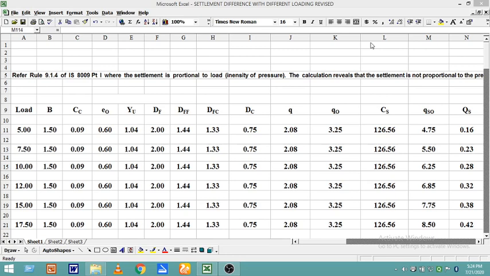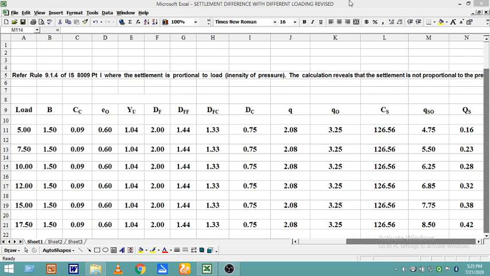For pre-consolidated soil, the basic parameters for settlement analysis are pressure, width of foundation, Poisson ratio and elastic modulus. Other factors are the depth correction factor and the importance factor. These apply to heavily pre-consolidated or hard clay or silty clay soil.